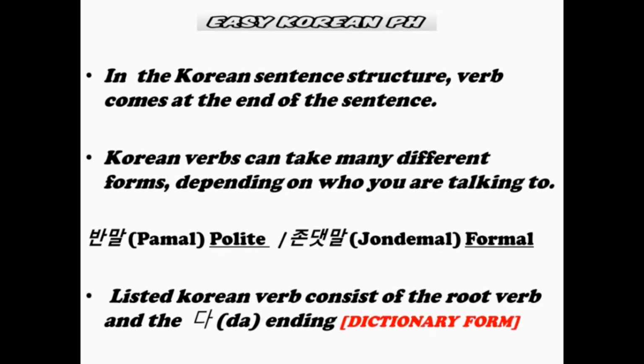Okay, and then lastly, Korean verbs consist of the root verb and then da at the ending. So if you're going to see those Korean verbs, actually it has a root verb and then always siyang may da at the last part. So basically, that is the dictionary form. So that's why we need to conjugate the verb, para magamit siya into a sentence.